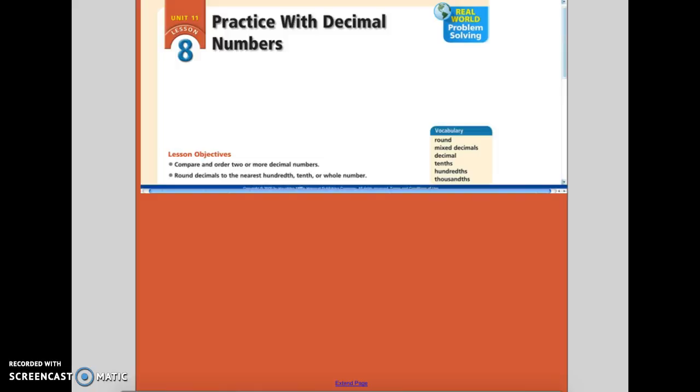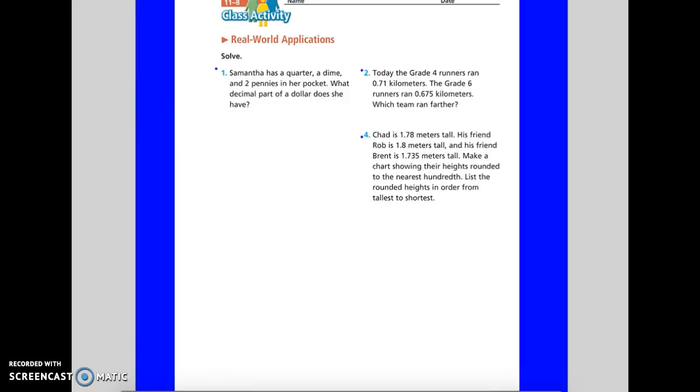We're going to start with a couple of word problems, and we'll see if we can solve them. So the first problem says, Samantha has a quarter, a dime, and 2 pennies in her pocket. What decimal part of a dollar does she have? So let's go ahead and write all those out as decimals. We know that a quarter is 0.25, 25 cents, and a dime is 10 cents. Write that out.